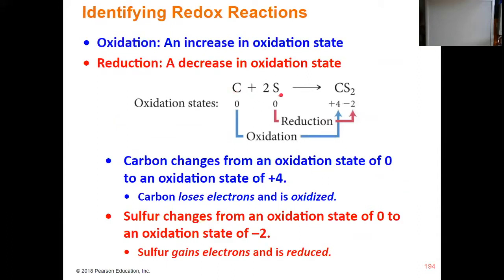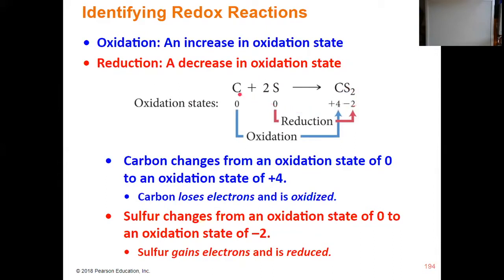All right. So let's look at this example here. We have carbon plus 2 sulfurs gives us carbon disulfide. Now, we haven't gone over assigning oxidation states yet, so you'll have to believe me that these are the oxidation states of these components. Carbon starts at an oxidation state of 0, so does sulfur. In carbon disulfide, the carbon changes to an oxidation state of +4. The sulfur changes to an oxidation state of -2.